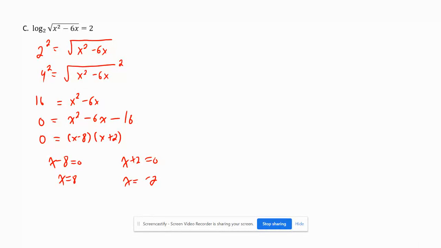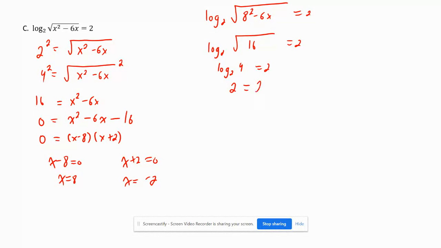Now, checking these answers over here, log base 2 of 8 squared minus 6x. 8 squared is 64. 6 times 8 is 48. 64 minus 48 is 16. Okay, now really what we're checking for is making sure that this whole part is going to be positive, and it is. Okay, so let's check this fully. Log base 2 of the square root of 16 is 4, and log base 2 of 4 does equal 2, and 2 does indeed equal 2. So this solution is good.